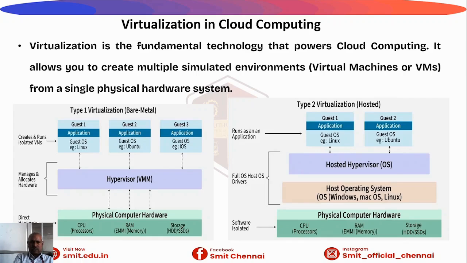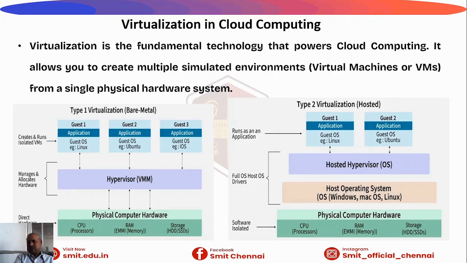First one is physical compute hardware. Second one is hypervisor. Third one is guest 1, guest 2, guest 3. This is a separate application for 1, a separate application for 2, a separate application for 3. Example: Linux, Ubuntu and iOS. This is the application for using this virtual machine.